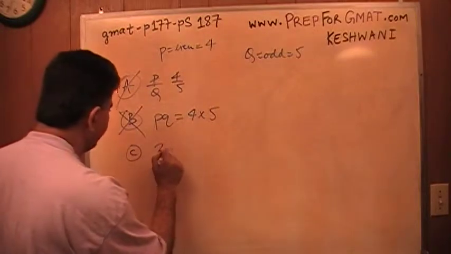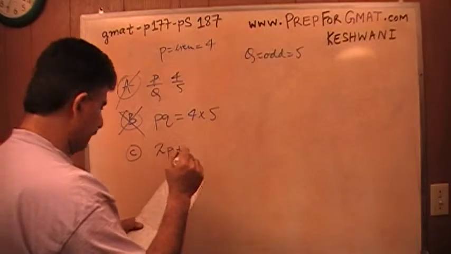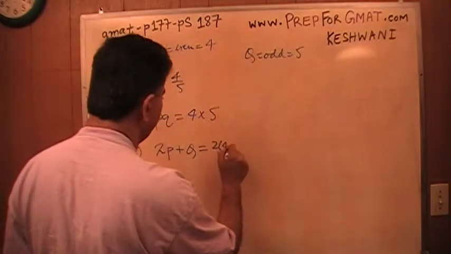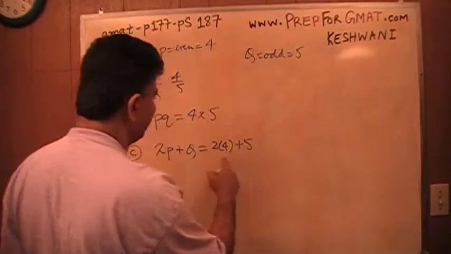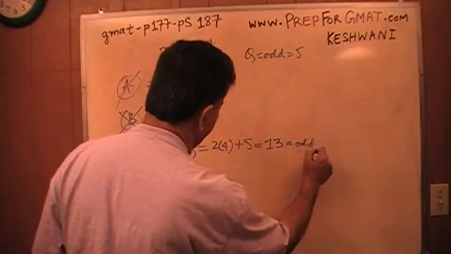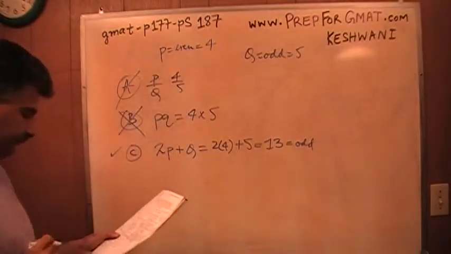Let's look at C. 2 times p plus q. 2 times p in our case is 8. 8 plus 5 is 13. And 13 is odd, so that works. I'm going to keep it.